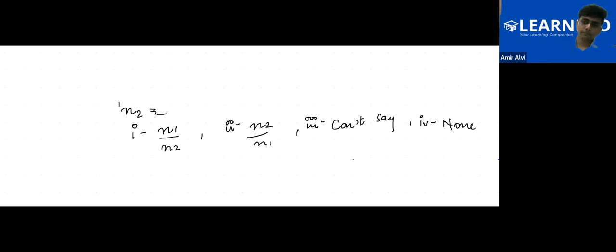What about the rest of them? Okay, Faizan. The refractive index of medium 2 with respect to 1 means, in terms of refractive index, it would be n2 by n1. So option 2 is correct. Okay, clear? Option 1 would be correct if it were the refractive index of medium 1 with respect to 2.